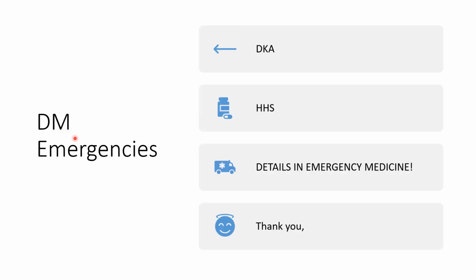Okay, there are certain diabetic emergencies. Somebody is asking, is diabetes itself not an emergency? No, not until a certain level is reached. In type 1, DKA will be an emergency situation. Hyperglycemic hyperosmolar state will be an emergency situation in type 2. Details of this will be covered in the emergency medicine section of my presentation. So for now, I'll say thank you, but I'll go into DKA in a bit.